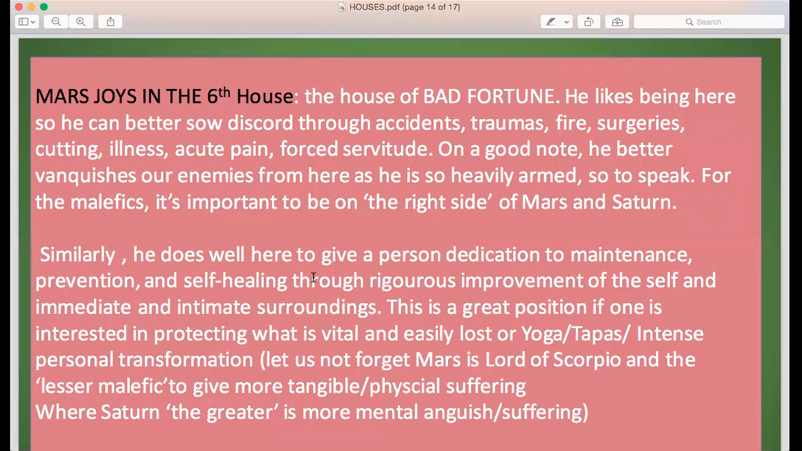Mars joys in the 6th. We already kind of went over this. He likes feeling useful. He likes being appreciated for what he does. So fine, give him challenges. Mars with no challenges will create challenges. That's what a debilitated Mars does in Cancer. Or cannot nip things in the bud, can't use logic, emotional overflow, right? These are parts of Mars when Mars can't function. Mars needs the physical realm to deal with problems. So it makes sense.